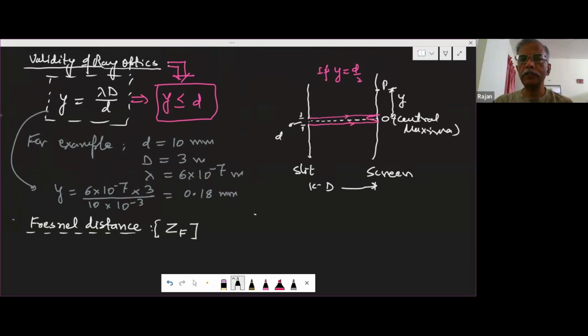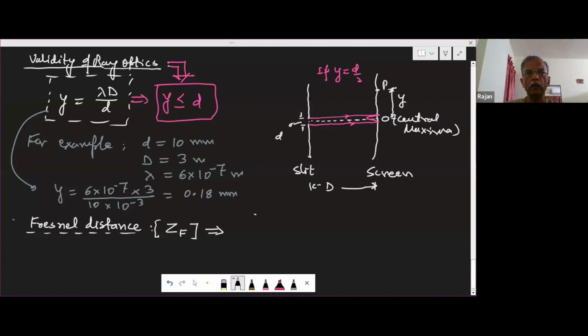What is the Fresnel distance ZF? You see, it is such a distance of the screen from the slit at which the spread, a small y, will become equal to a small d, correct? So that linear spread of the central maxima will be equal to the size of the slit or hole. That is what we can say.